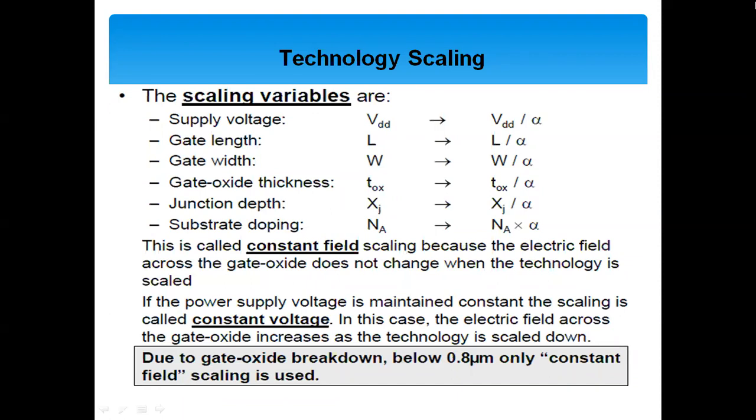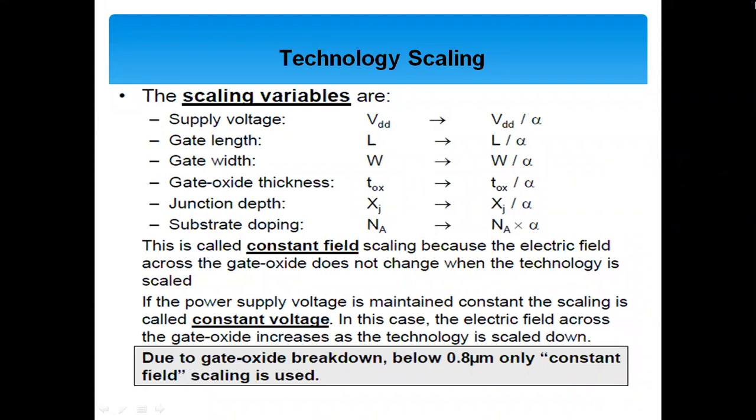how are we actually achieving that? So these are some scaling variables that we should change, or manipulate, to achieve all these objectives. What are these variables of the MOS device? Supply voltage VDD, that you can reduce. Gate length, that you can reduce. Gate width, that you can reduce. Gate oxide thickness Tox, that you can reduce. Junction depth Xj, that you can reduce. Substrate doping, that you can multiply, right?